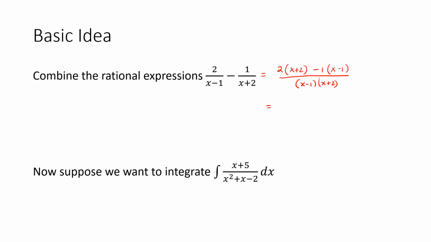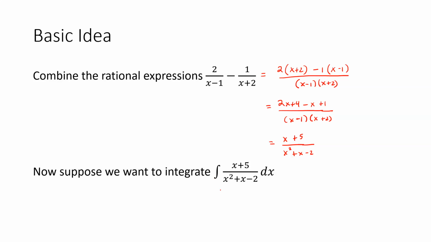And then simplifying the expression in the numerator, we would have 2x plus 4 minus x plus 1, which then we can combine like terms and we get x plus 5 in the numerator. And of course you can also FOIL out the denominator. You'd have x squared plus x minus 2. Okay, so in this case what we did was we found the common denominator to combine these two simple rational expressions into a single rational expression.